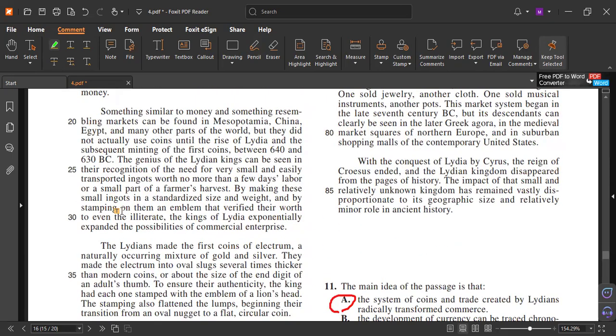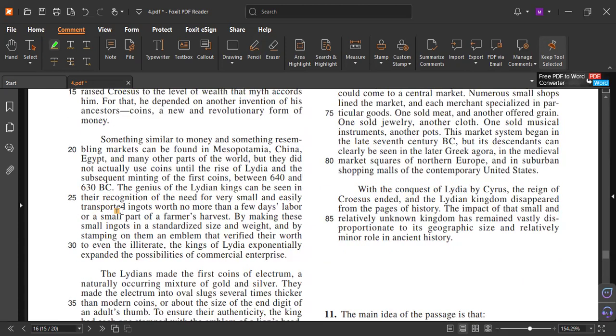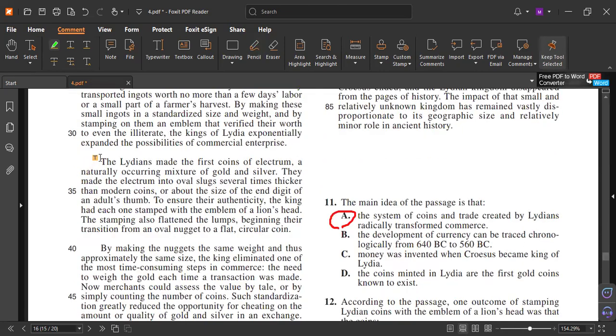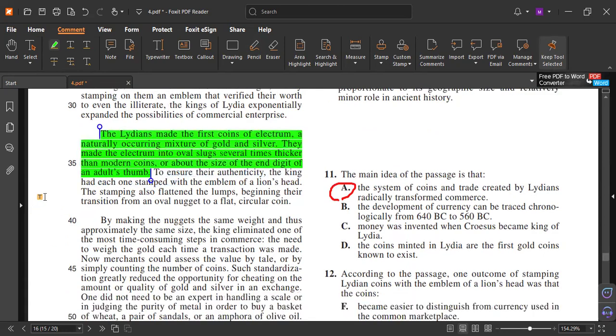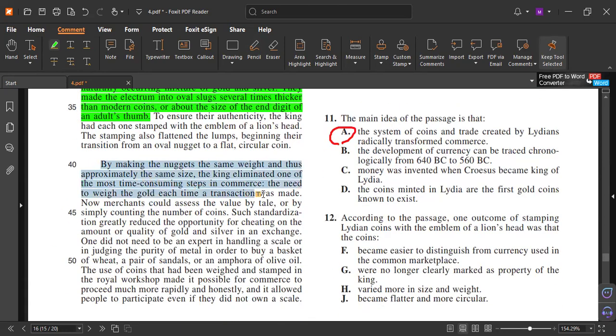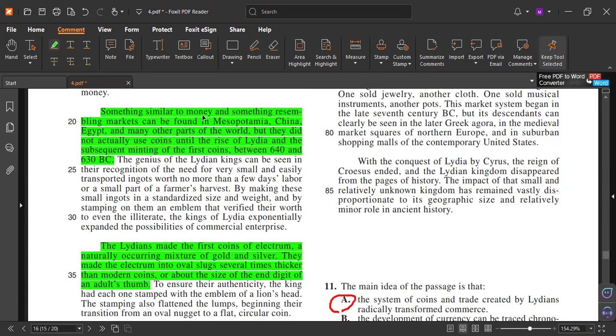If you focus, that's why this question, we keep it to the end until we get the main ideas of each paragraph. For example, here, if you find it difficult, go to the beginning of each paragraph. Only one sentence. And here, only one sentence. Or two, and if you find it too short, look for the beginning. The purpose is to summarize the main ideas of each one. So we'll find about money. Look, something resembling markets can be found in China and Egypt. Here they made the first coins of electrum, a naturally occurring mixture.